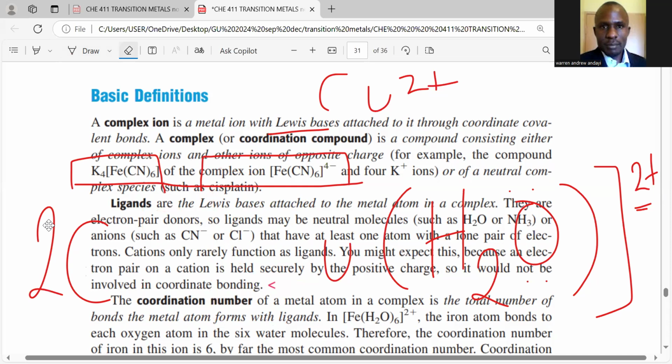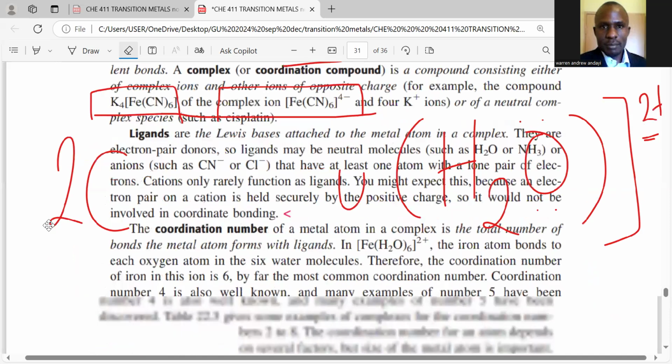Now, what are ligands? Ligands are your Lewis bases that attach to complexes, okay? And they bond by giving out lone pairs. So those are your ligands, the ones that coordinate to your ion, using coordinate bonding or by giving out electrons.